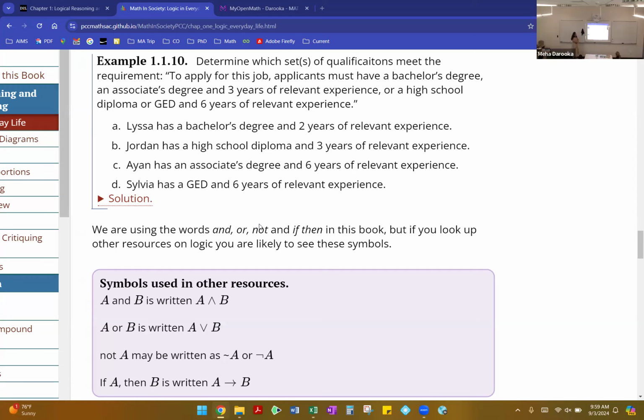Has an associate's degree and 6 years of relevant experience. Associate's and 6 years. So can they apply? Yeah, okay. So we said no on the first two, yes on the third one.